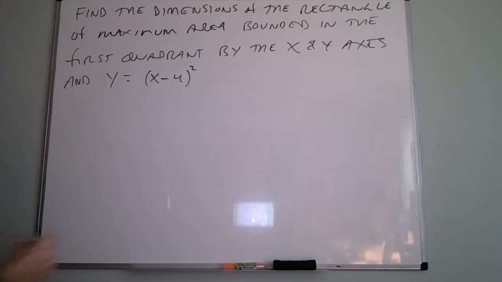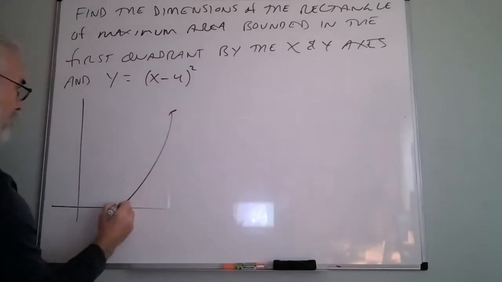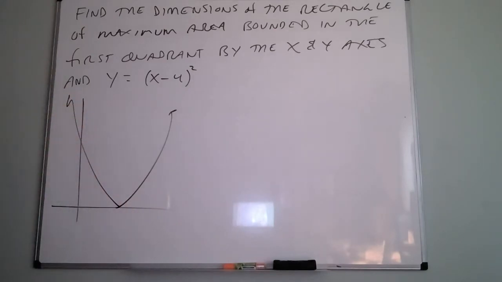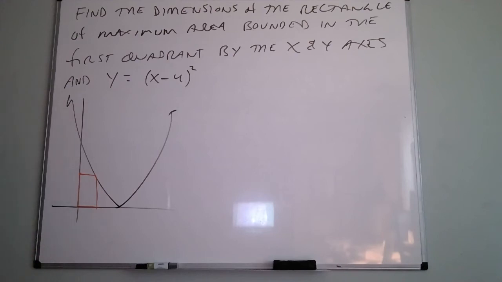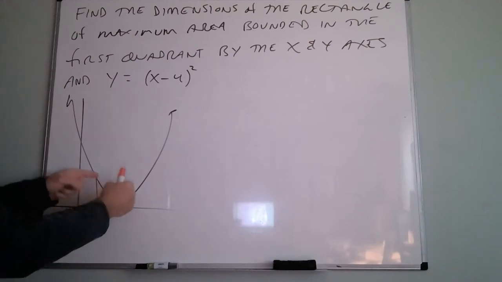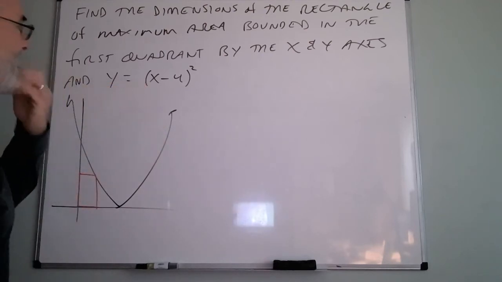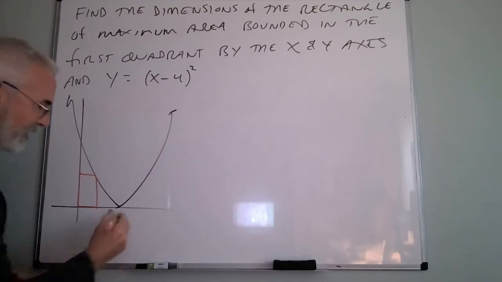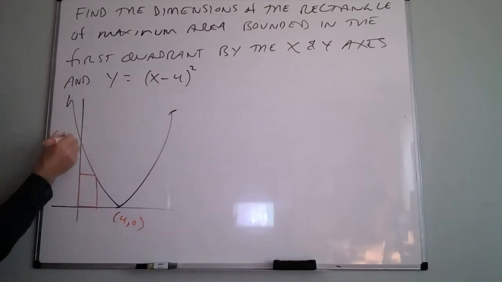So what the heck does that look like? Okay, looks something like this. Check it out. So this parabola obviously intersects the y-axis. In fact, I have an x-intercept here. This point here would be (4, 0). And when x is 0, this point here would be (0, 16).